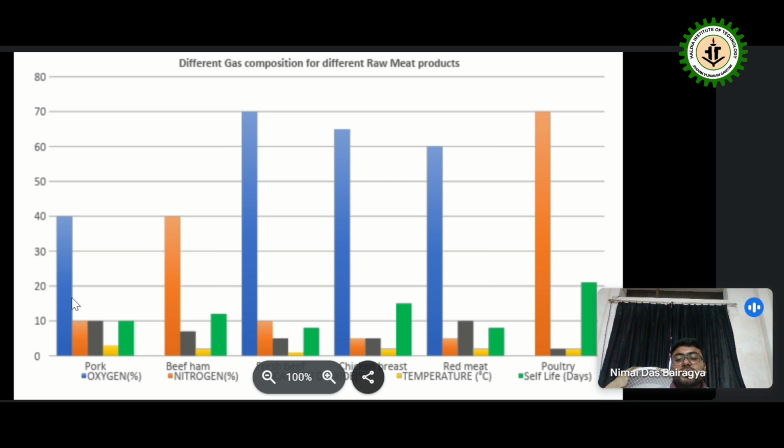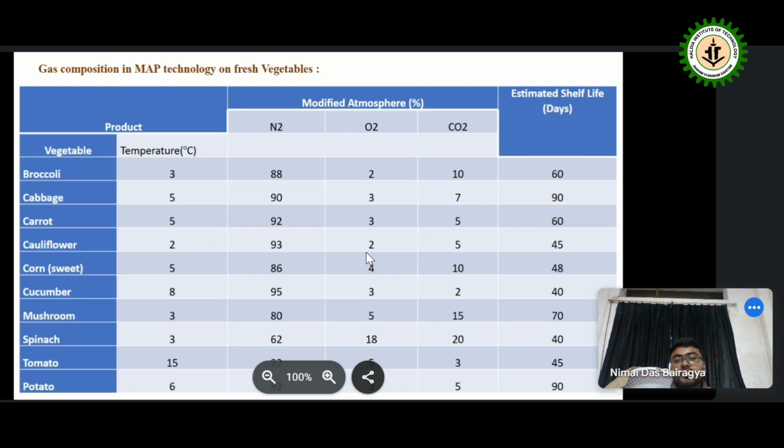Here similarly, the oxygen level is denoted by the blue line, the nitrogen level is denoted by the orange line, the temperature is denoted by the yellow line, and the extended shelf life will be denoted by the green line. For pork, beef or red meat, poultry, for the different types of meat products, we can observe that different combinations are there, and shelf life is also different.